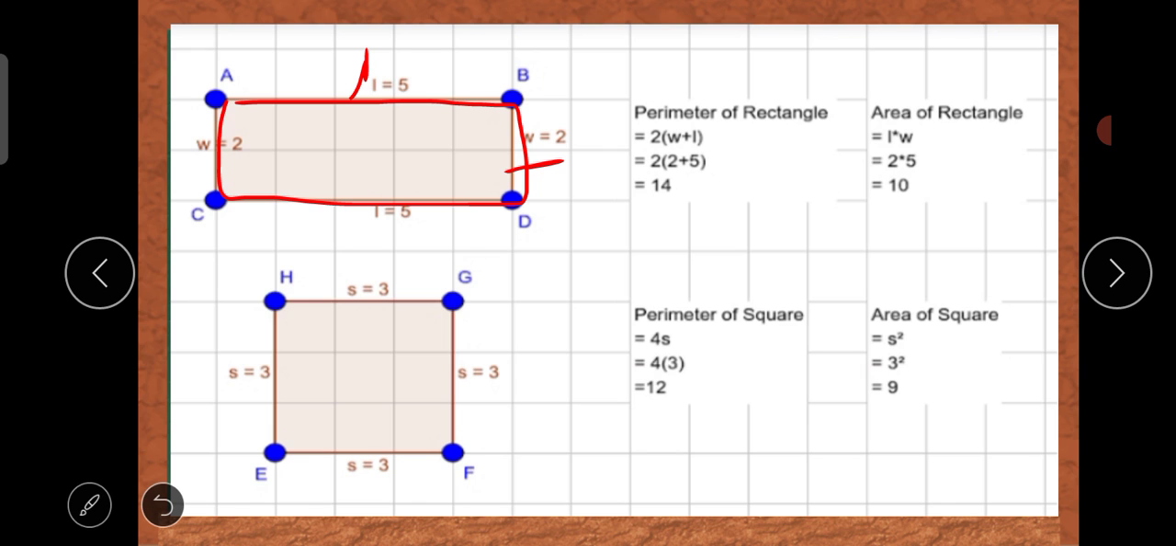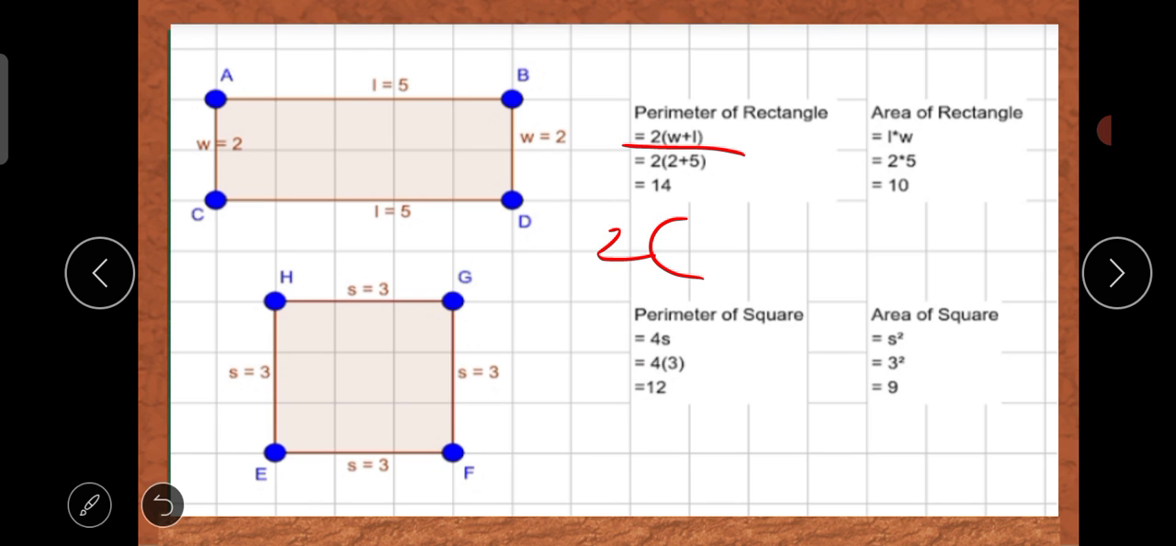So here we find that the length given is 5 and the width is 2. Here 2 times the length is given and 2 times the width is given. So the formula is 2 times (length plus breadth), or you can write 2 times (width plus length). Sometimes widths are given, sometimes breadths are given. Mostly we see 2 times (length plus breadth). So 2 lengths and 2 breadths.